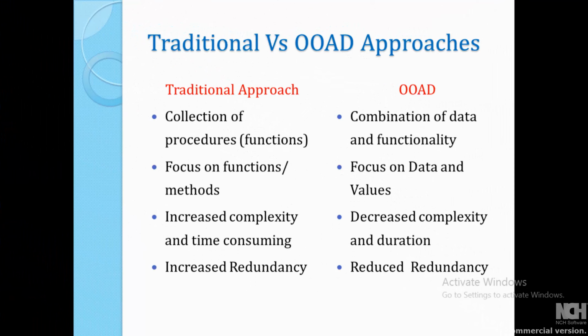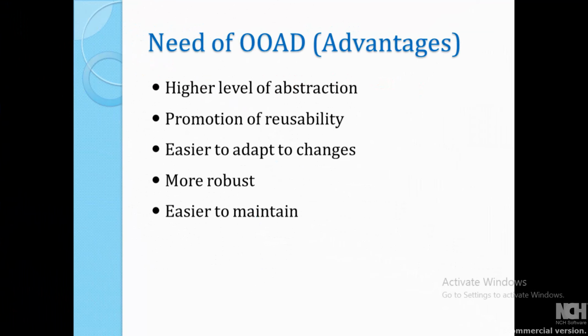Traditional approaches focus mainly on procedures and functions. In contrast, OOAD combines both data and functionality into objects. This reduces redundancy, simplifies maintenance, improves software quality, and decreases development complexity. It is one of the major reasons why object-oriented approaches dominate modern software development.